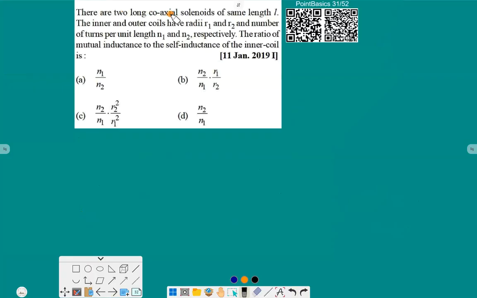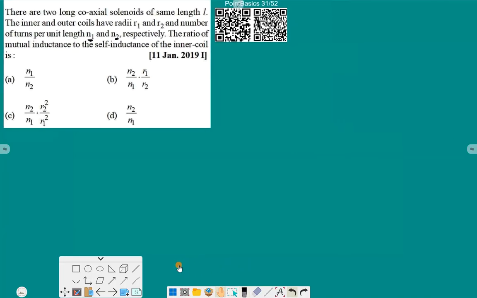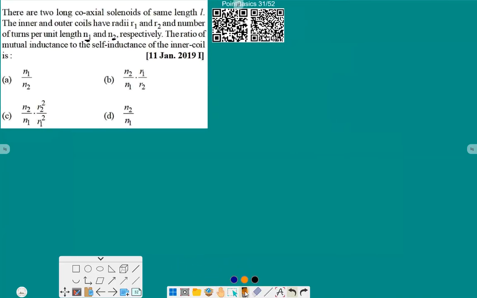There are two long coaxial solenoids of same length L. The inner and outer coils have radius R1 and R2 and the number of turns per unit length N1 and N2. Find the ratio of mutual inductance to the self-inductance of the inner coil. So first we have to find the mutual inductance and then the self-inductance. Mutual inductance is represented by M and self-inductance by L.